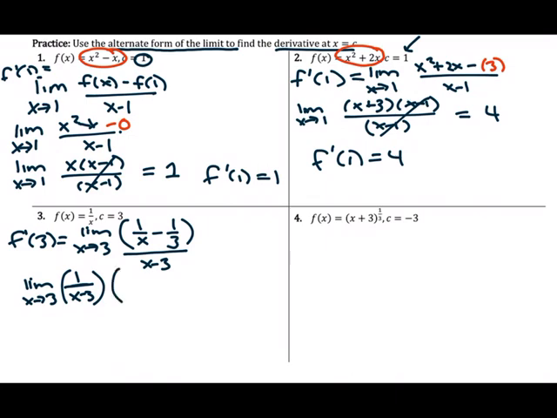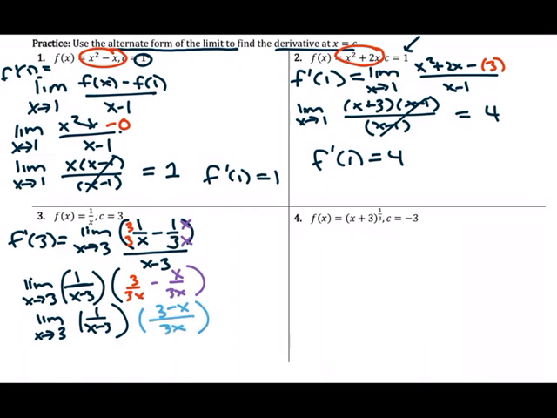And then I know I'm going to need to find a common denominator. So here I'm going to need to multiply this by 3 over 3 and this by x over x. So that's going to give me 3 over 3x minus x over 3x. And now that I have a common denominator, I can combine this to just be one fraction, 1 over x minus 3 times 3 minus x over 3x.